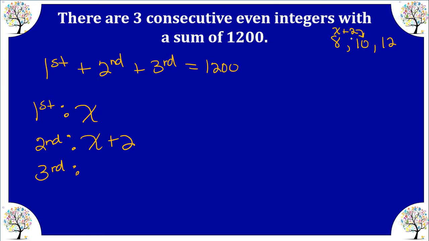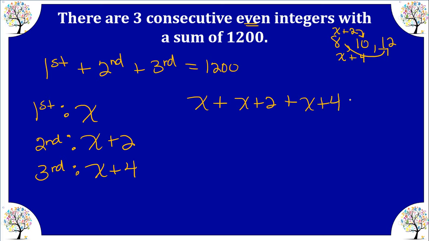Now, to get to our third number, when 8 is x, we're going to have to add 4 to get to that third number. So our third number is x plus 4. And this 2 and 4 has nothing to do with being even. Even if it was said odd, this is how you would set it up. So our first number is x, plus our second number is x plus 2, plus our third number is x plus 4, equals 1200. We're going to combine like terms.